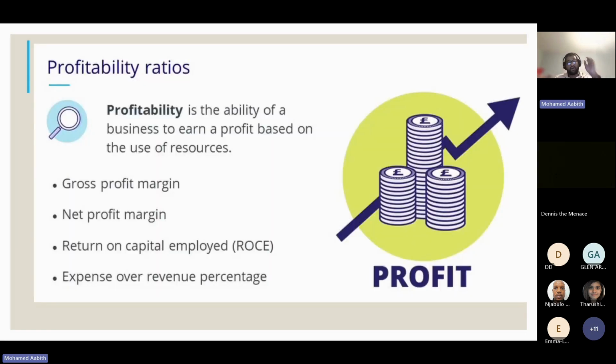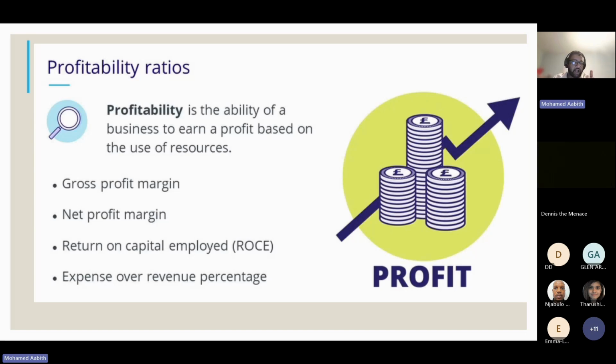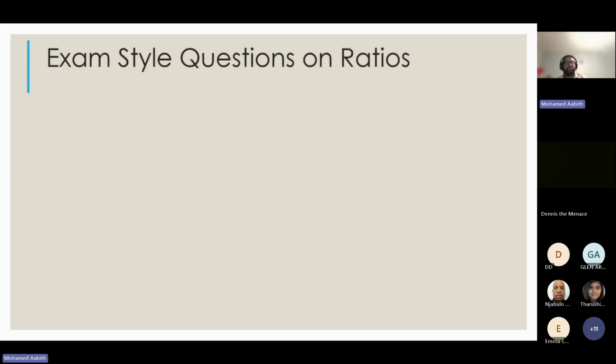So here we have the gross profit margin, the net profit margin, return on capital employed, and expenses over revenue percentage. That means you compare the expenses against the revenue. They are the 4 profitability ratios we will come across. Let's look at some exam style questions on ratios.